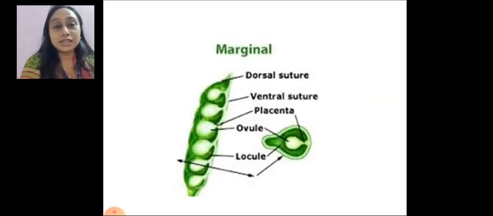See this marginal, see the example of pea or parietal also. In this case, what do you see? The ovules are actually sticking to the margin of the ovary. The pea pod, the skin of the pea fruit that you see, is actually the ovary, and those seeds are actually the ovules. So ovules are connected to the margin of the ovary.